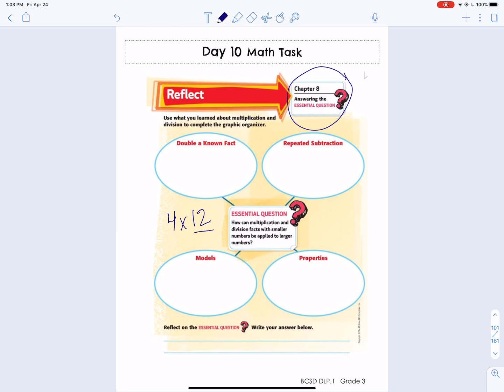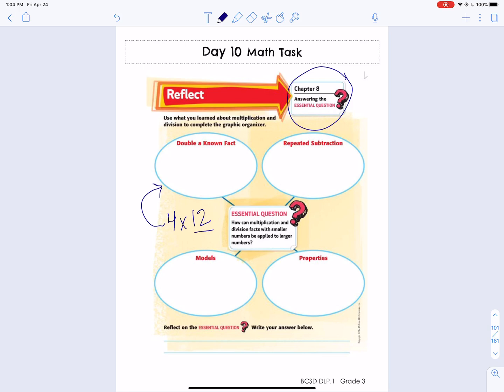So I'm using a math fact with a 12 in it, and the reason is going to become clear in just a second when I do this first bubble in the graphic organizer, double a known fact. When we double a known fact, we use smaller math facts that we know, math facts with smaller numbers in them, in order to figure out how to do a math fact that has larger factors or larger numbers in it. I may not know the answer to 4 times 12 right off the top of my head, but I may know other math facts that can help me figure out 4 times 12.